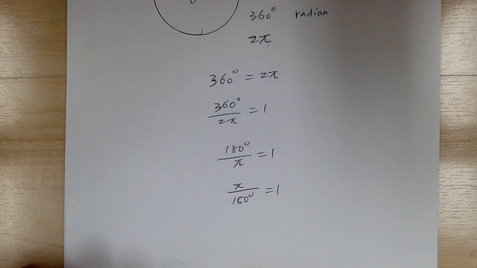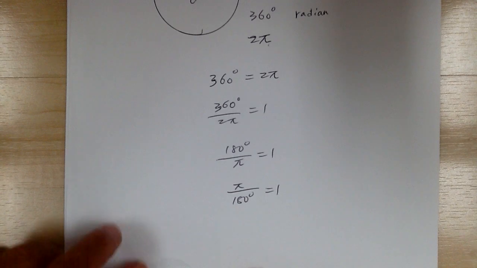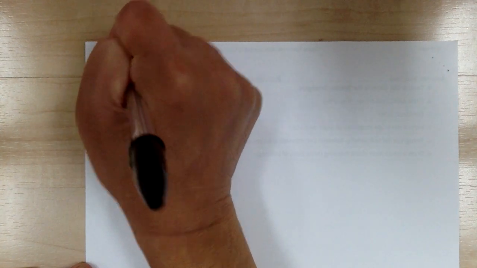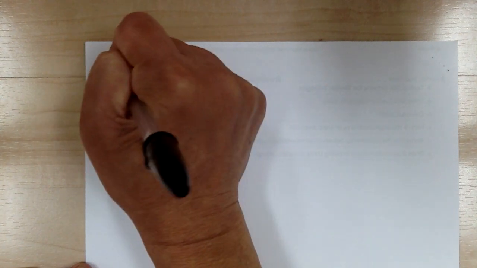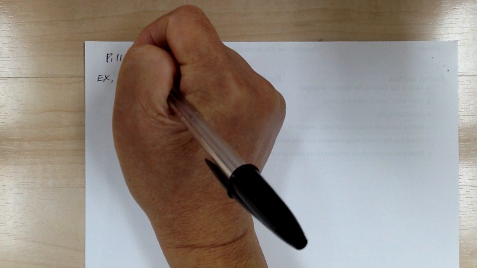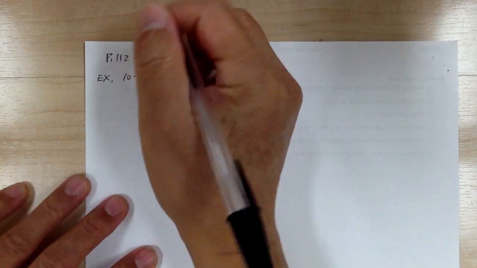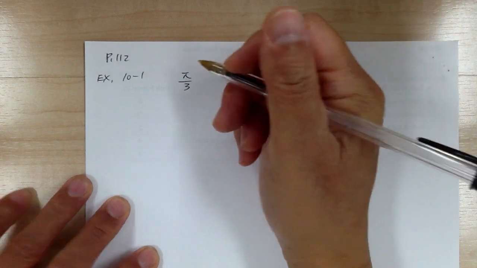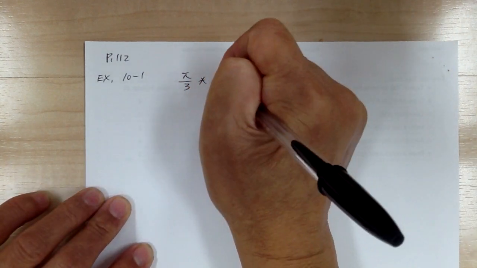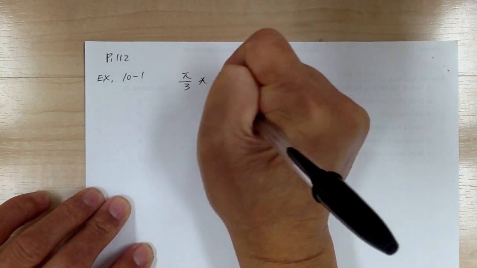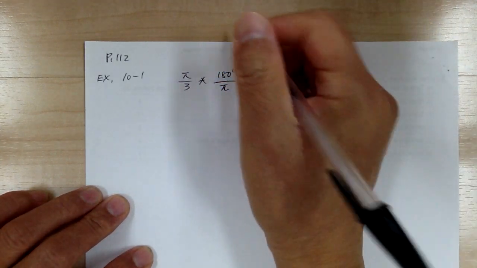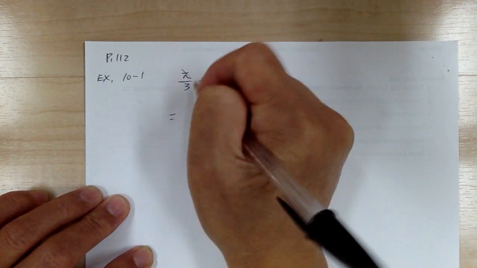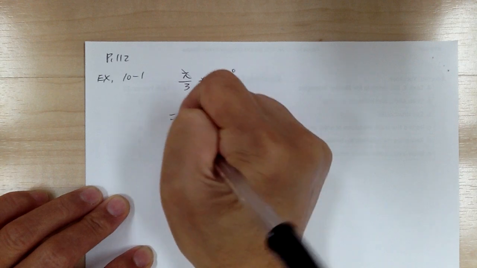Let's go over example 10-1. It asks how many degrees are in pi over 3 radians. If you want to convert pi over 3 into degrees, you multiply by the conversion factor with degrees on top. When you cancel, you get 60 degrees.